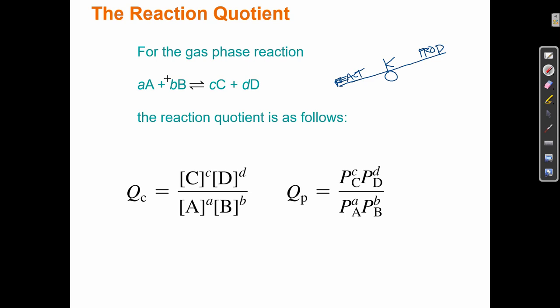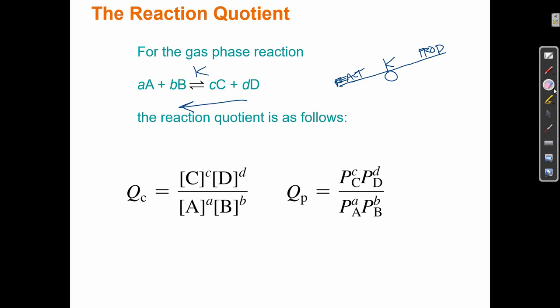So if it's supposed to be 90-10, and right now it's 50-50, then that means my reaction must go this way. Because if I only have 50% A and B, and it's supposed to be 90, because that's what my equilibrium constant says, then I need to get 40% more.